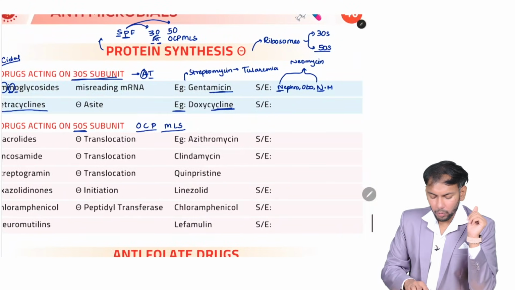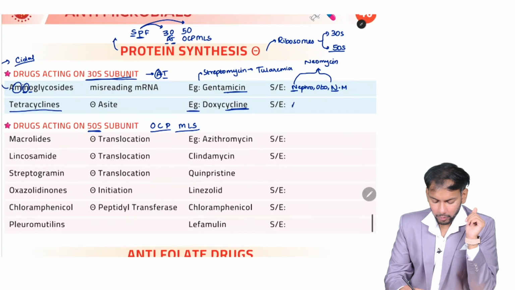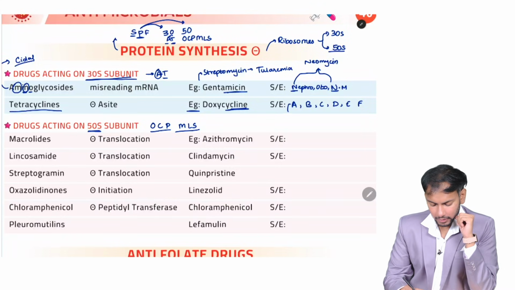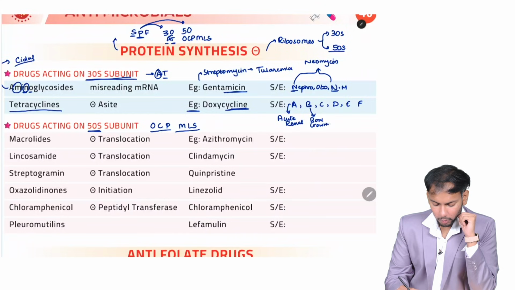Now, how do we remember the side effects? I told you, you remember it with A, B, C, D, E, F. These are the side effects. With A, it will cause acute renal failure. B, it blocks the bone growth. With C it will cause catabolism. D, diabetes insipidus. E, ear dysfunction.